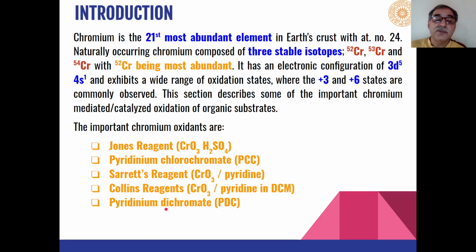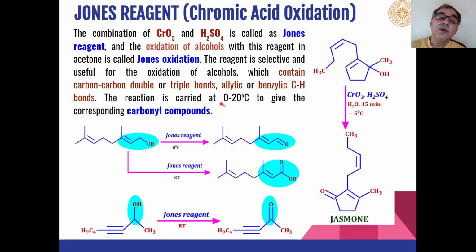Then last is pyridinium dichromate. This is similar to pyridinium chlorochromate. The only difference is that in the case of pyridinium chlorochromate, we use chromic anhydride, whereas here we use dichromate as the oxidant in different functional group transformations. Now we will discuss these reagents one by one.